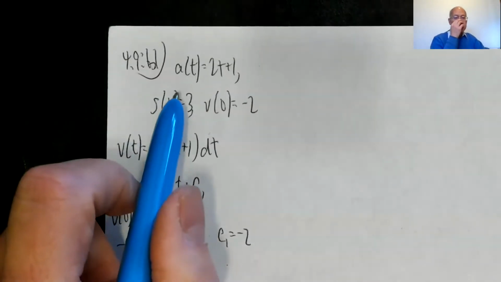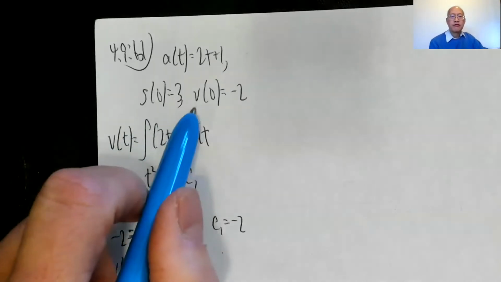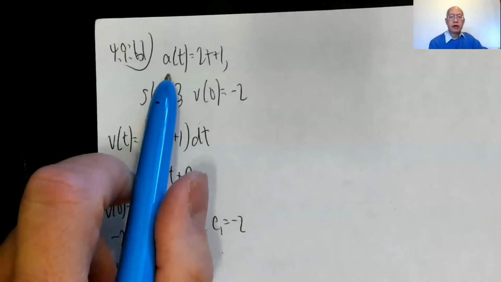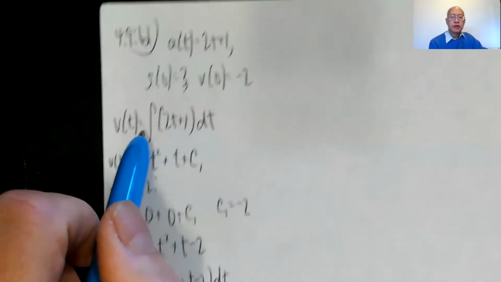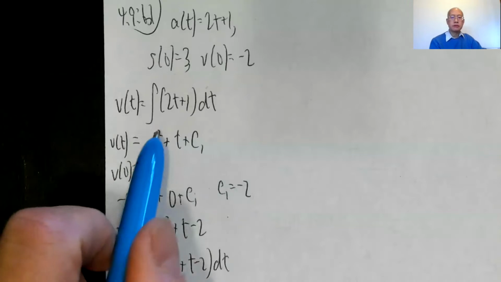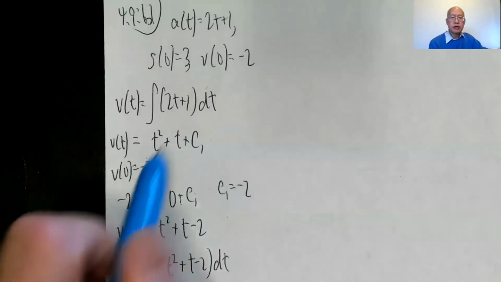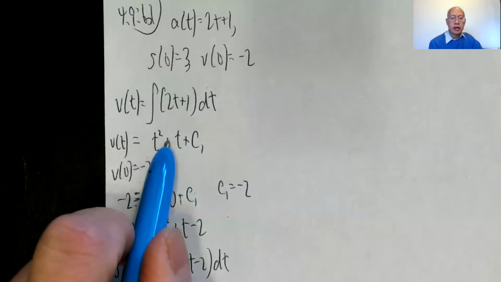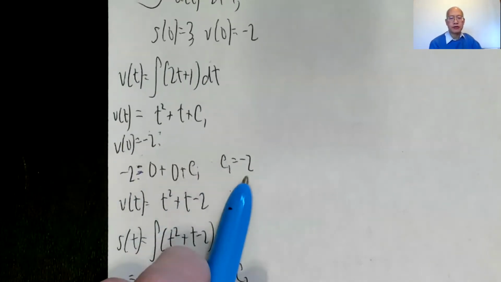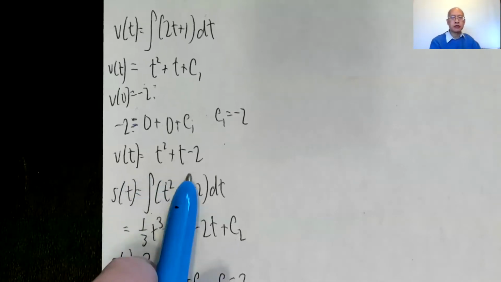4.961, here's the acceleration, 2t plus 1. And you're given s of 0 is 3, v of 0 is negative 2. Find the original s of t. So if I integrate once, I get velocity. Integral of 2t plus 1 is 2t squared over 2, t squared, plus t plus c1. V of 0 is negative 2. So when I plug in 0 and 0, I get negative 2. Negative 2 equals 0 plus c1. So c1 is negative 2. Put that back in here. So my velocity function is t squared plus t minus 2.